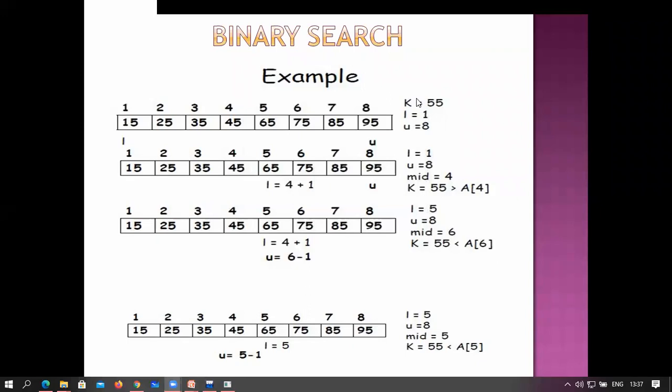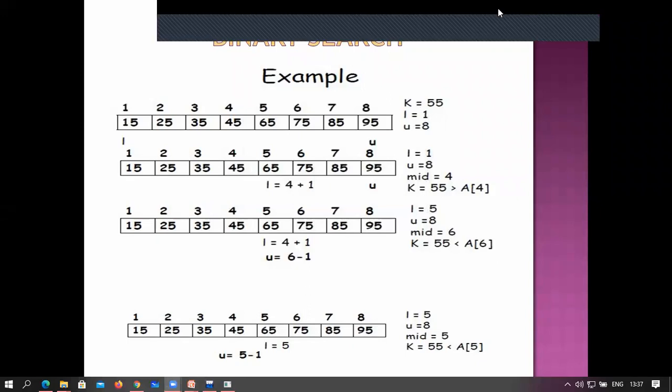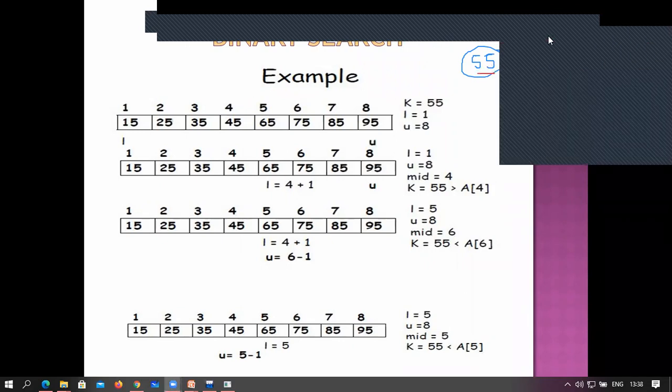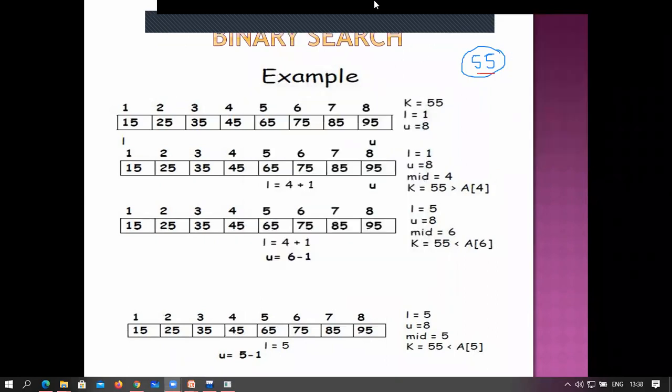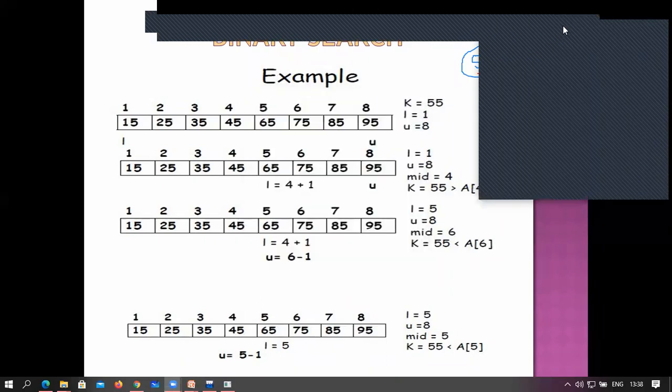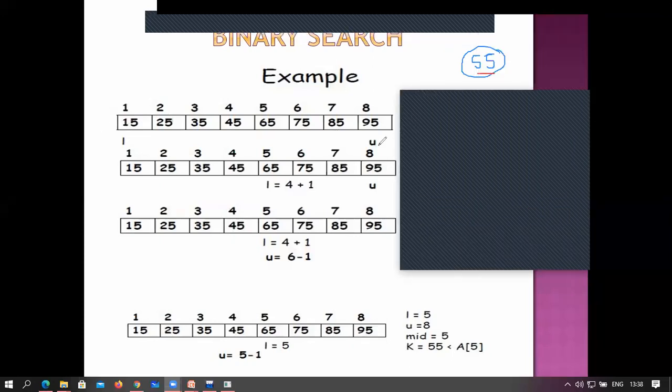Okay. So I will do now one thing, that suppose it is given that find out 55 is present or not. Okay, you have to search for whether 55 is present or not. So we will do that one by one. And please, you have to tell me. I'll ask you some questions, you need to tell me. Okay, so first of all, your array is sorted.